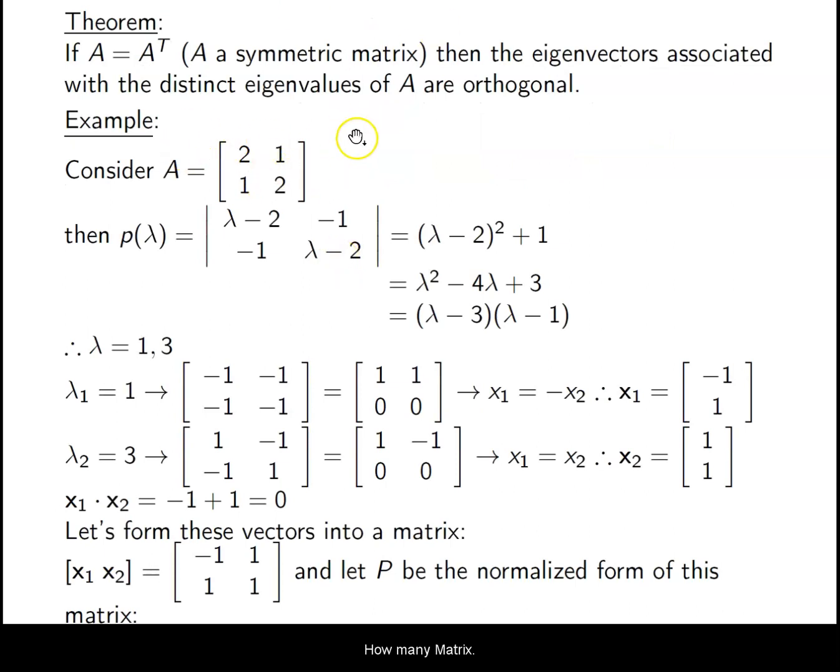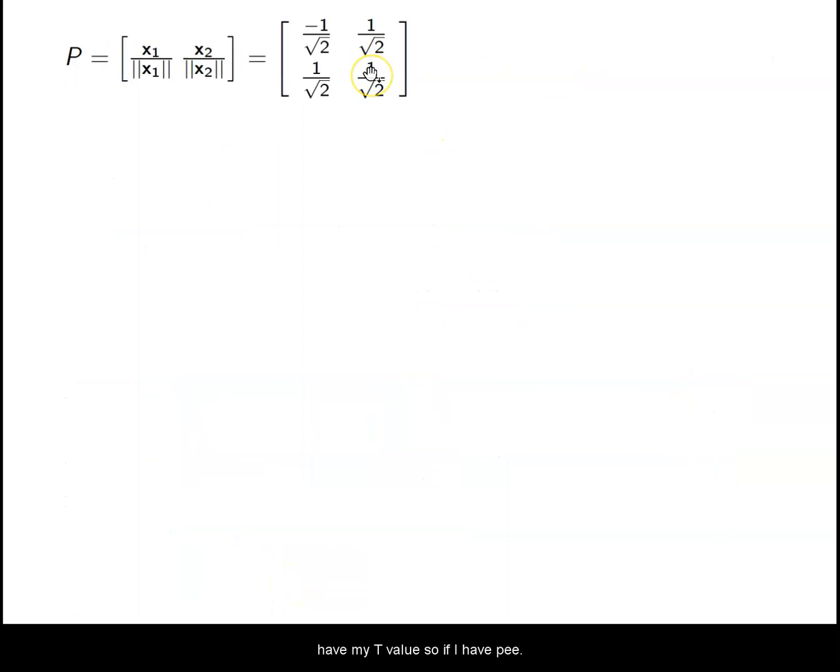Okay, I have my matrix A. I found its eigenvalues. I found its eigenvectors. I threw its eigenvectors into a matrix, which we normally would call P, right, when we were diagonalizing before. But now since we're talking about symmetric matrices, and we're trying to orthogonally diagonalize things, we normalize this, right? So now I have my P value.